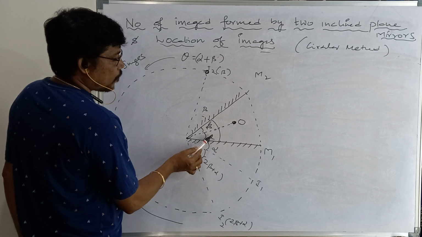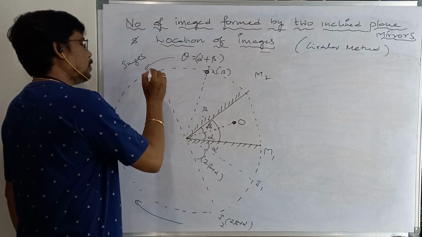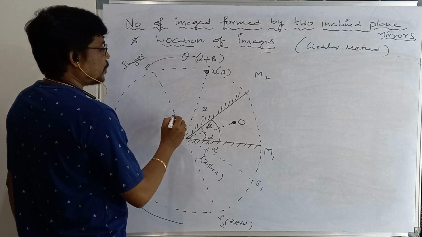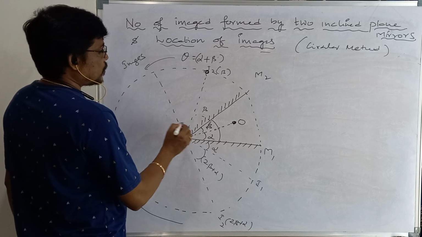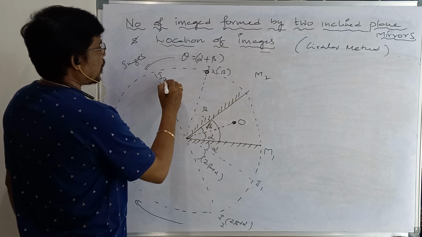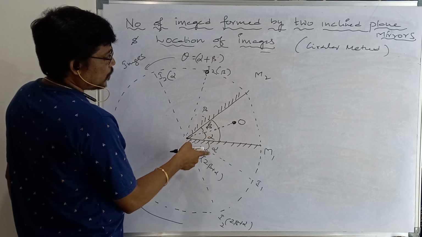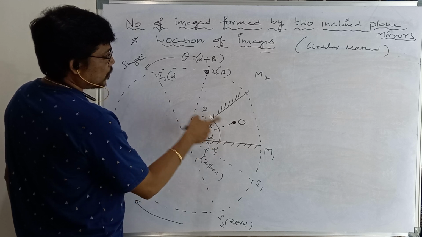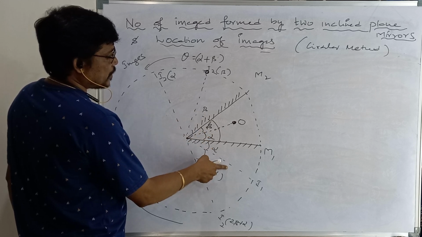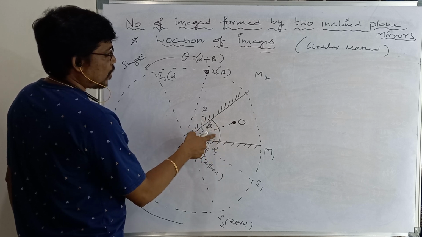So what is the angle? Alpha plus alpha, 2 alpha plus beta. So the image produced is here. This is the image produced. This image is I2. So the angle is... how much? This image will act as an object for this mirror. So alpha plus alpha, 2 alpha plus beta.